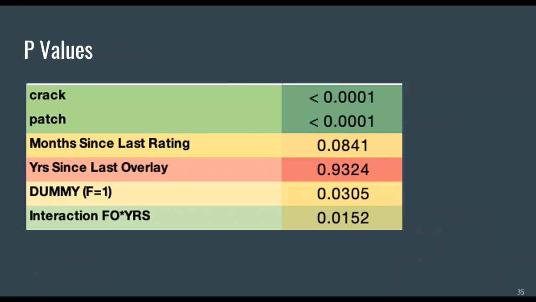And the final breakdown of that was to look at our p-values. Obviously, we really liked the crack and patch variables because those had the biggest effect on our overall rating. Our year since last overlay looks terrible, but again, we kept it in because of the interaction with flush and oil, and we do believe that it's that high because of the outlier that we mentioned before.